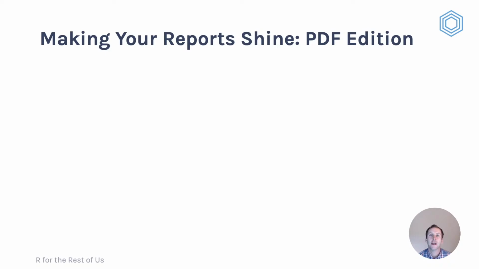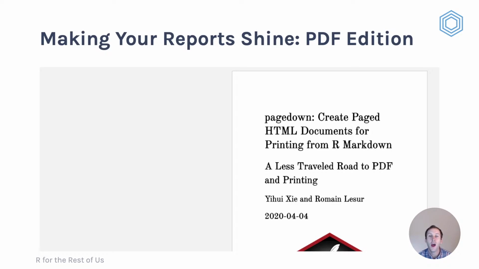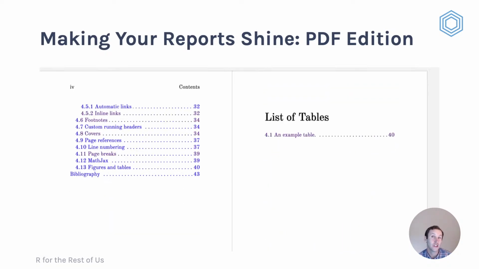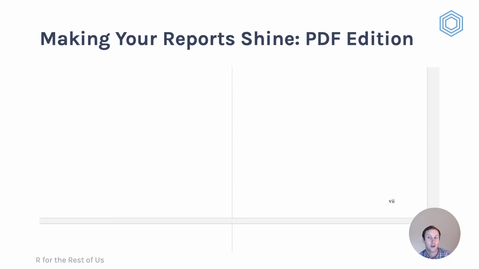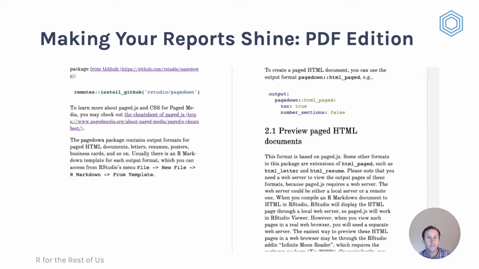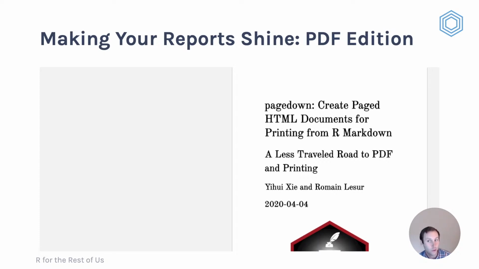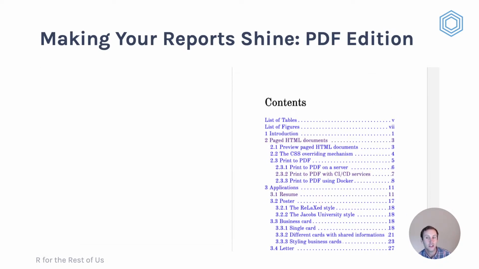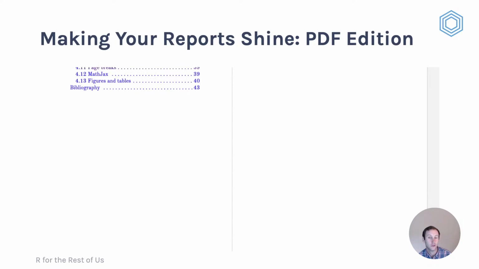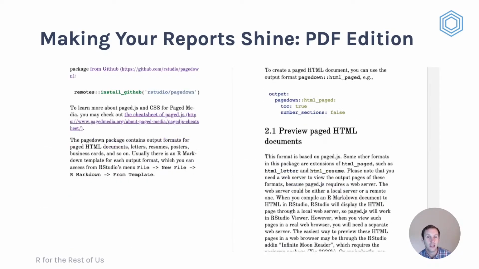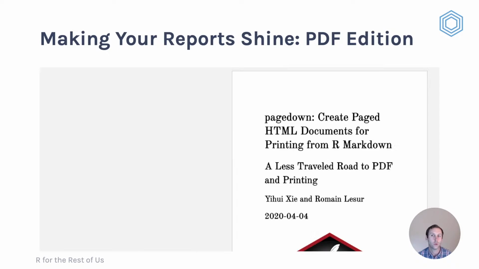Instead of LaTeX, I would suggest you consider using the pagedown package. The pagedown package first knits to HTML, and then from there it actually knits to PDF. And this is actually the instruction manual. What you're seeing is an animation of me scrolling through the instruction manual for pagedown, made in pagedown. So you see how it looks like pages? That's because it actually is. Let me show you how this works.